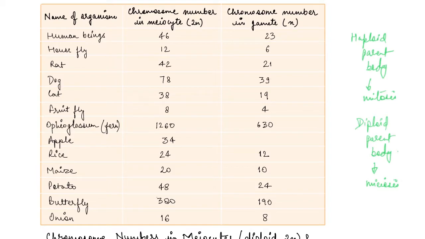Okay, so it's basically double of the gamete because this is formed after fusion of both the gametes, right? So the number will be doubled here. So you can go through this chart as well. Now you can see that in the case of human beings, the meiocyte is 46, the gamete is 23, right? Apple it's 34, potato it's 20, and 48 and 24. So this is how you can check the chromosome number as well.